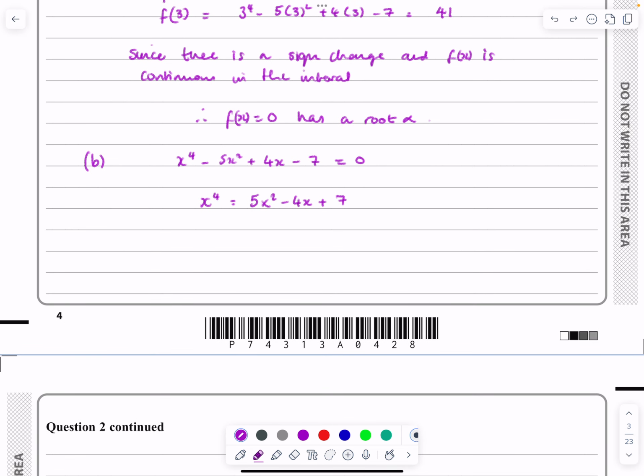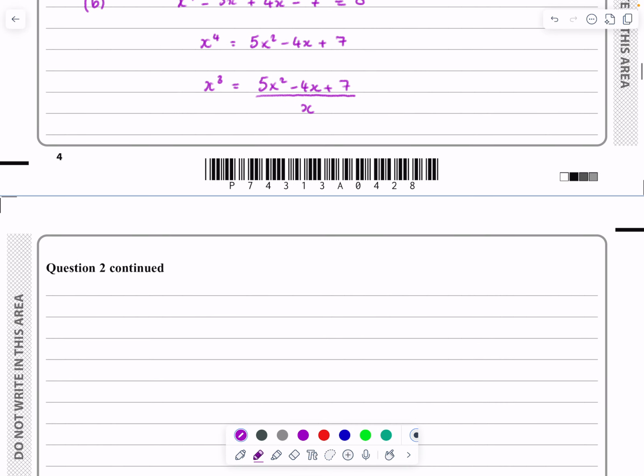What I'm actually going to do, because it's really strange otherwise, is say x cubed is going to be equal to (5x squared minus 4x plus 7) all over x. The reason I did that was because I was having a sneaky look at the answer, because the next step after that is to say x is the cube root of that. So this is one of those questions where having a quick look at the answer will certainly help you with the method for getting to that part there.